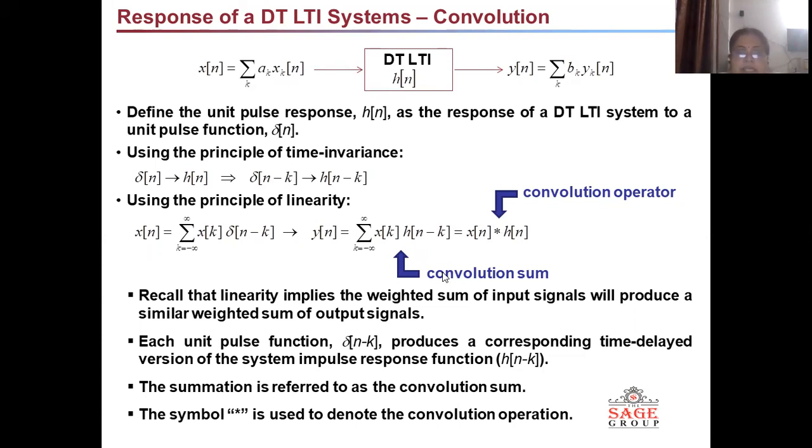Now we can say that linearity implies a weighted sum of the input signals produces a similar weighted sum of the output signals. Each unit pulse function, that is delta[n minus k], produces a corresponding time delayed version of the system response, that is the impulse response of the function. The summation is referred to as the convolution sum, and this symbol represents the convolution.